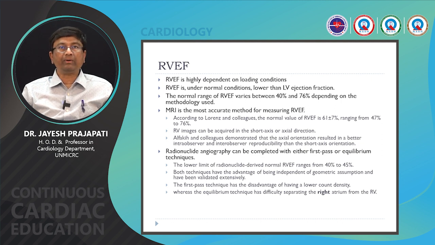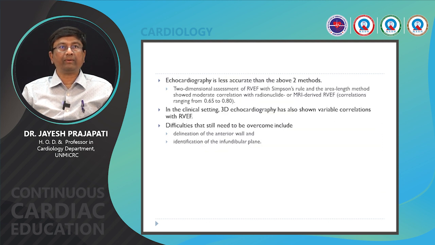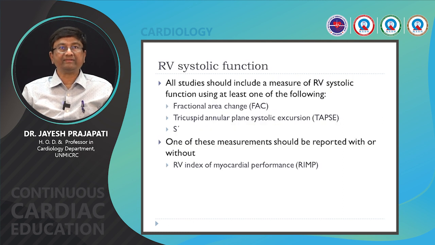With echocardiography, there are some methods where we can assess whether the RV is dysfunctional or normal. Echocardiography is less accurate than MRI or, as I mentioned, scintigraphy or radionuclide angiography. But 3D echocardiography assessment is nowadays possible and can also give a better idea of the RV function. And how can we assess the RV systolic function?